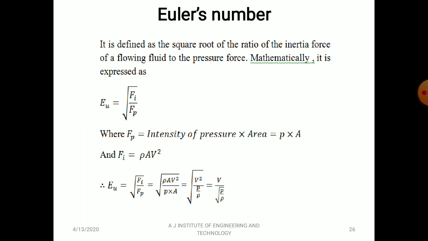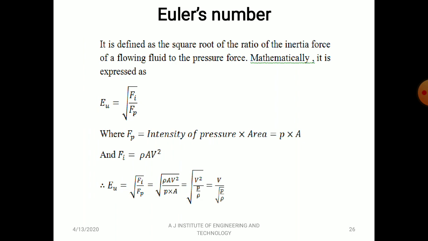Next, Euler's number. It is defined as the square root of the ratio of inertia force of a flowing fluid to pressure force. Mathematically, it is expressed as Eu equal to square root of Fi divided by Fp, where Fp is the pressure force, that is the intensity of pressure into area.